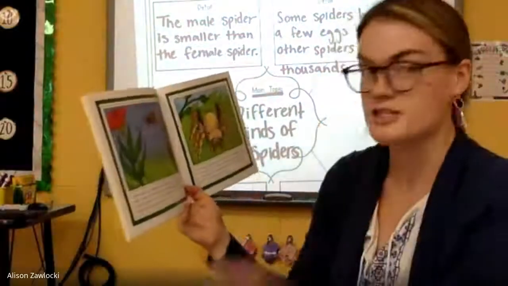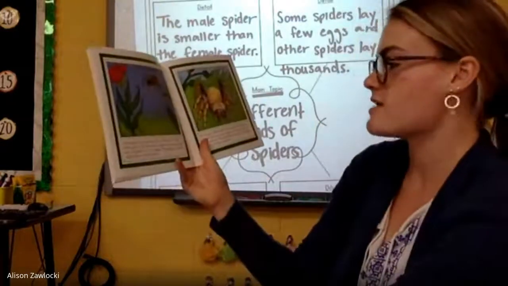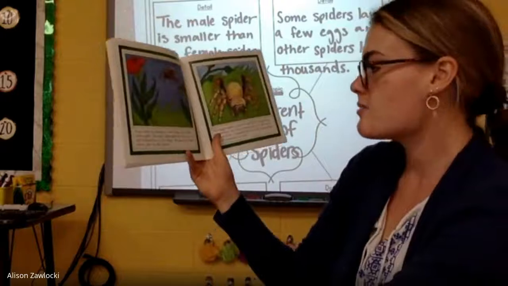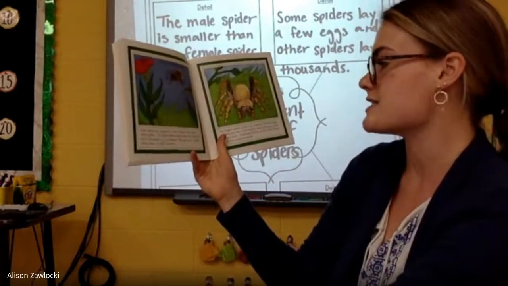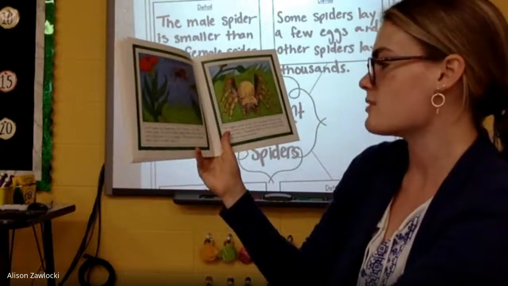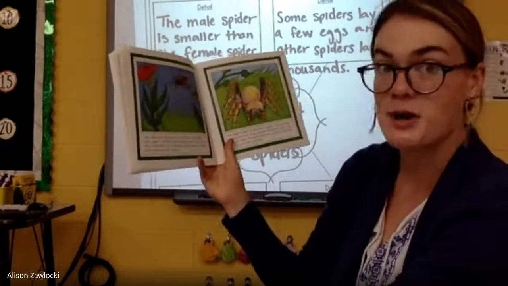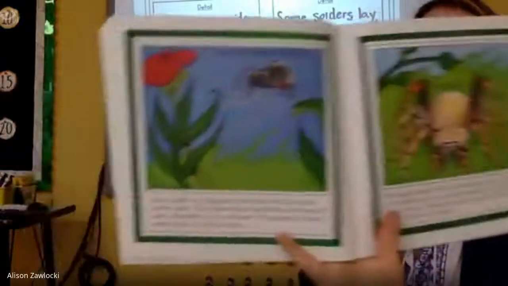Some spiders are dangerous. One of them is the black widow spider. The black widow spider bites only when its web is disturbed or it is in danger. The poison of a black widow spider can kill a person. This is a black widow spider.